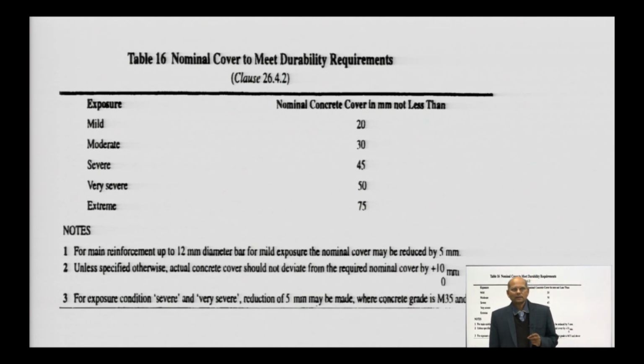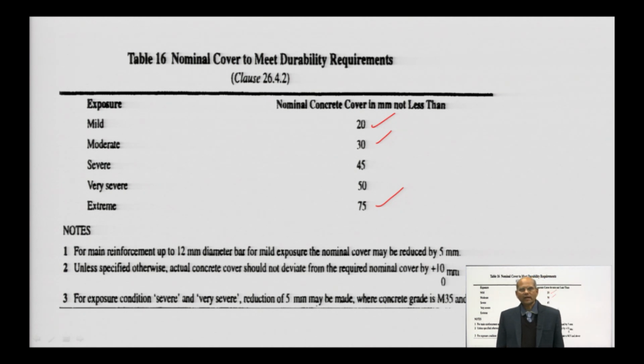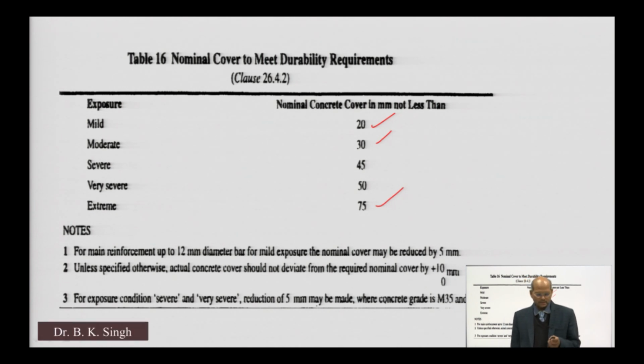If you see the IS code, they will talk about the cover. To meet the durability requirement, if it is subject to mild exposure then 20 mm, like for a slab you can't put less than 20 mm, moderate 30, and extreme 75. Like that, they have given the durability requirement for clear cover. Similarly, cover is required for fire also. So, like that we have to consider different durability requirements, and in the next lecture I will discuss how corrosion is going to take place in the reinforcement. So, this thing we have to consider.